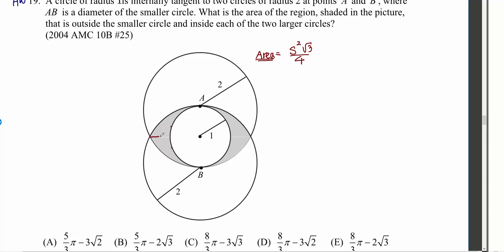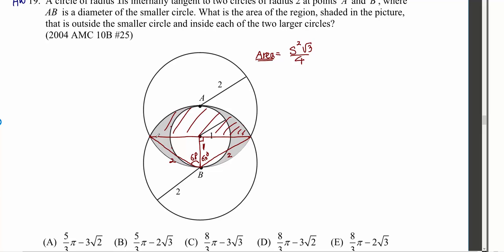I'm going to make this one. This is half of this one. So I'm going to find out this area first. Now this is one sector, right? Make the line over here. Because this is 2, this is 2, this radius is 1, right? This is 60 degrees. We know that, right? Because this is a special right triangle, 1, 2, square root 3, okay? Because this is 60, this is 60, right?